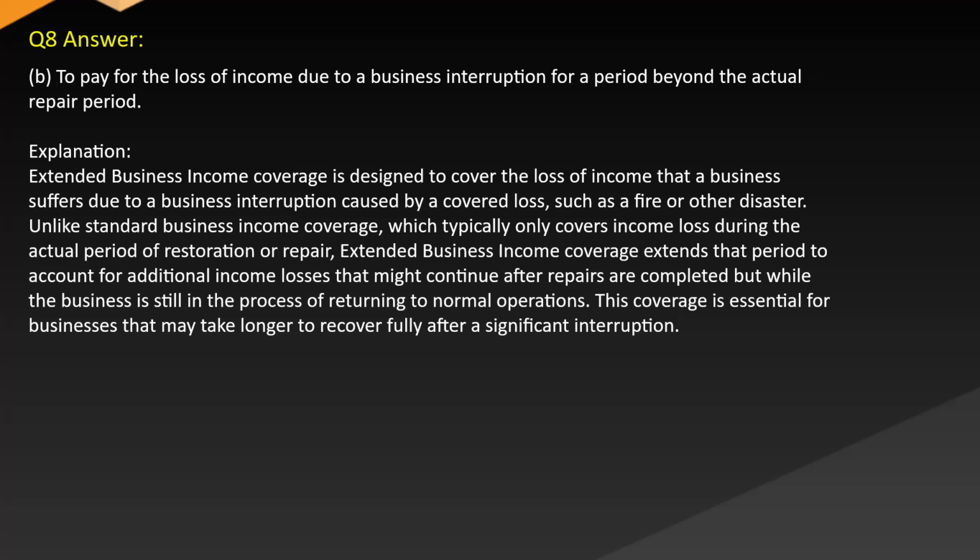repair period. Explanation: extended business income coverage is designed to cover the loss of income that a business suffers due to a business interruption caused by a covered loss, such as a fire or other disaster. Unlike standard business income coverage, which typically only covers income loss during the actual period of restoration or repair, extended business income coverage extends that period to account for additional income losses that might continue after repairs are completed, but while the business is still in the process of returning to normal operations. This coverage is essential for businesses that may take longer to recover fully after a significant interruption.